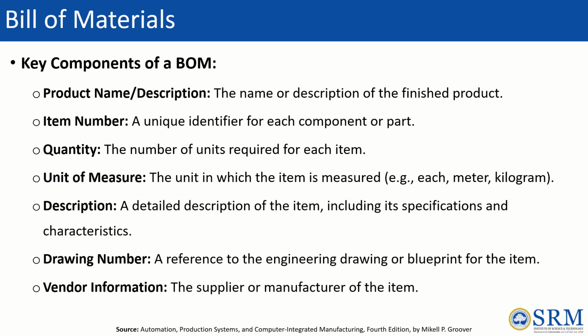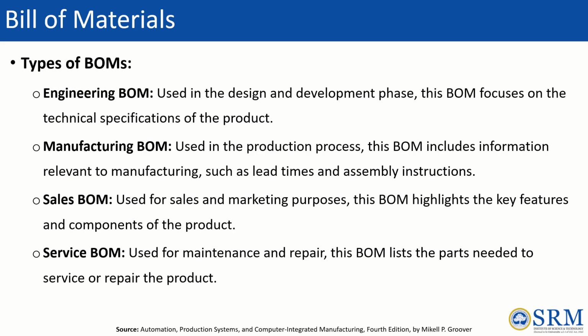Coming to the key components of the bill of materials. A bill of materials contains several key elements, including the product descriptions, item numbers, quantities, units of measurement, specifications, drawings, drawing numbers and supplier information. There are four major types of BOM: engineering BOM used during product design, manufacturing BOM used during production, sales BOM used for marketing purposes and service BOM used for maintenance and repair.